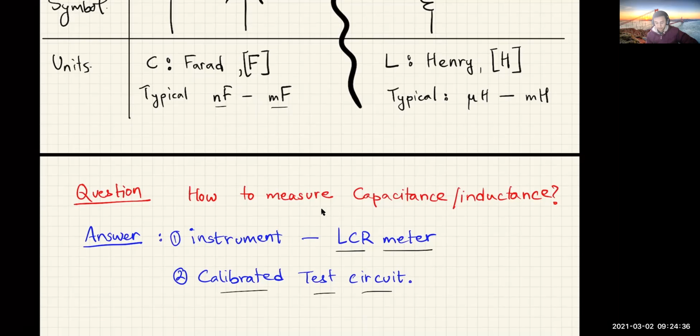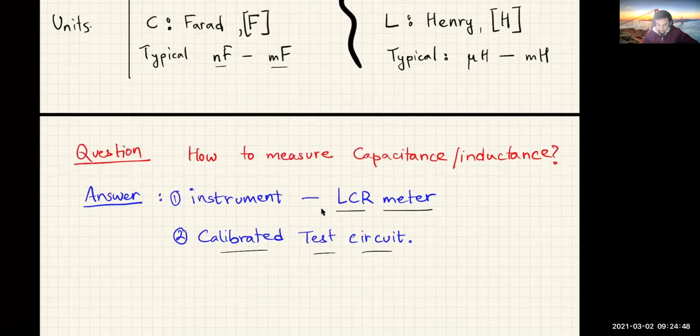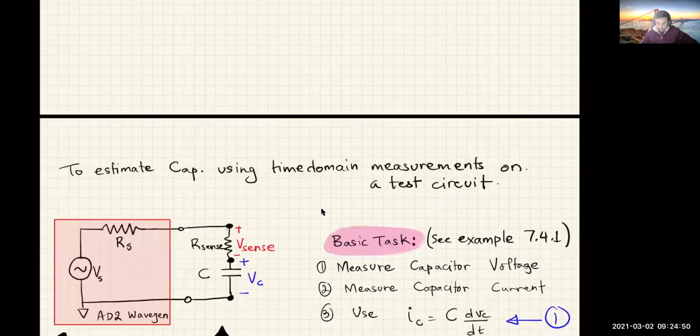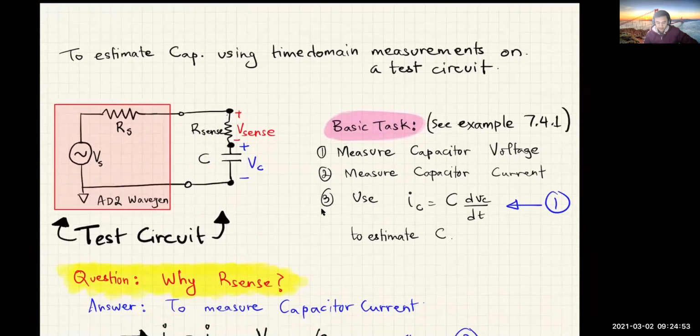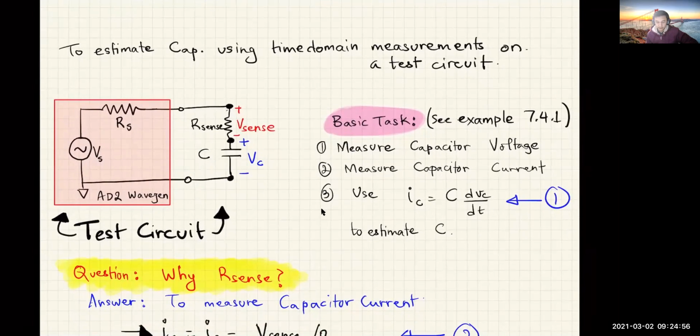And that's what we're going to do in task 1 and task 2 of this lab, is to use a calibrated test circuit to estimate the values of capacitances and inductances. In task 1, you're going to do capacitance, and in task 2, you're going to do inductance, using time domain measurements on a test circuit. The test circuit has been given to you. It's in the lab manual, and this is the test circuit.